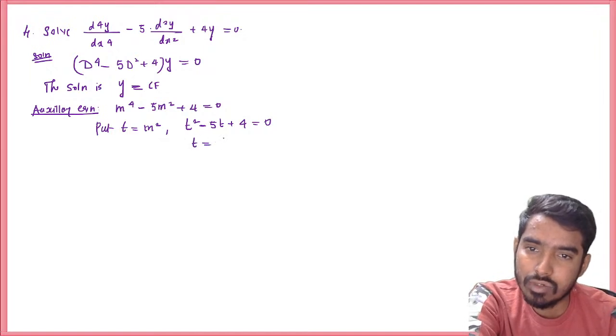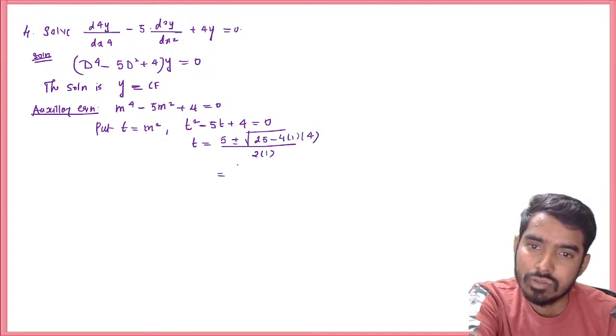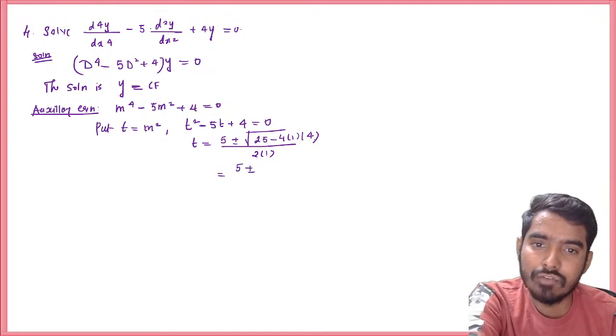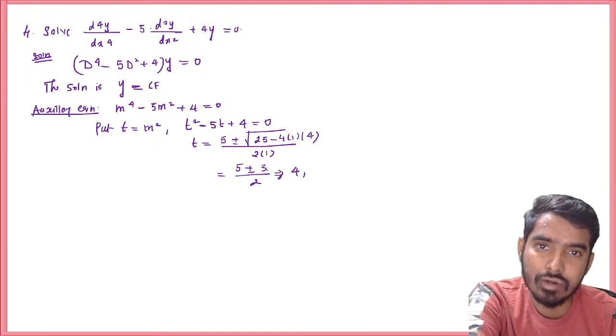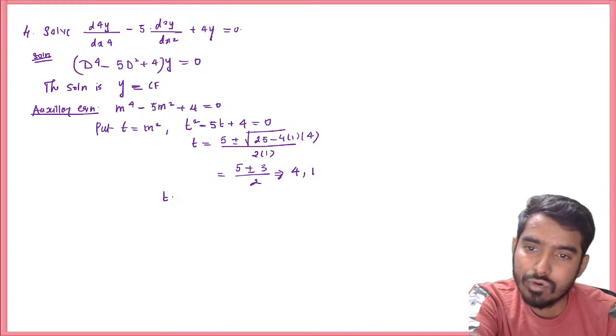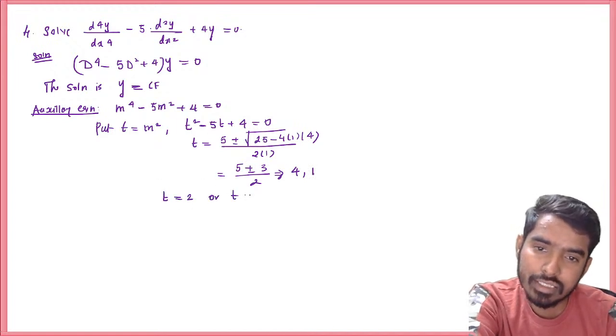So t is equal to minus b plus or minus root of b² minus 4ac, divided by 2a. So 5 plus or minus root of 25 minus 16, which is root 9. Root 9 will be 3, divided by 2. So 5 plus 3 by 2, 8 by 2 is 4. 5 minus 3, 2 by 2 which is 1. So therefore t is 4 or t is equal to 1.